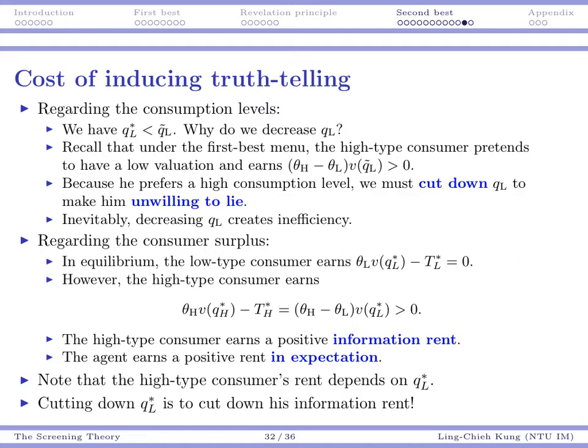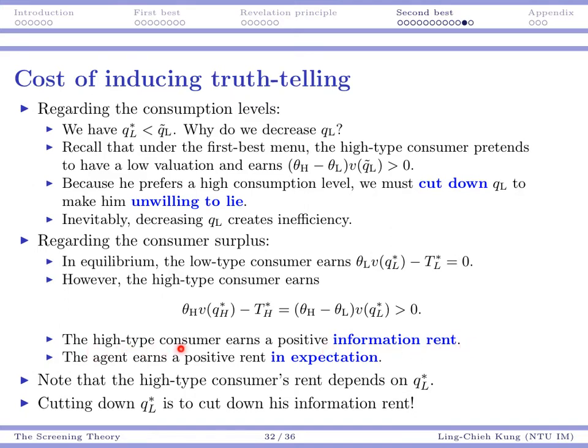Then we have some other observations. In equilibrium, the low type consumer earns nothing, because IRL is binding. However, we have shown that the high type consumer still earns a positive amount. This and this look very similar, right? But because Q star L is less than Q tilde L, we have successfully lowered the high type consumer's rent, or in this case we call it information rent.